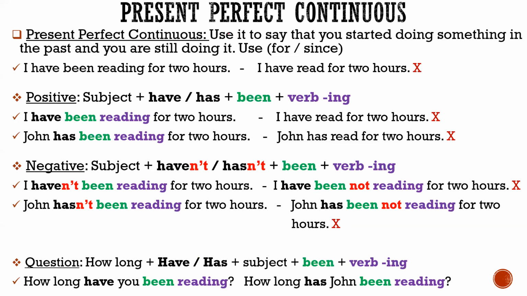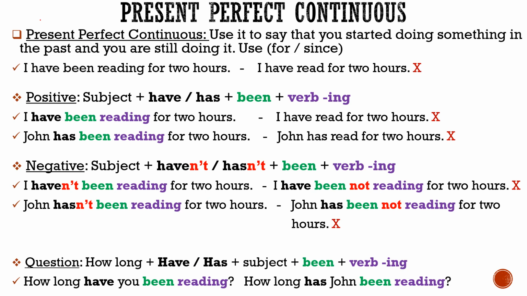Present perfect continuous. Use it to say that you started doing something in the past. Okay. Maybe 10 minutes ago, maybe 1 day ago, maybe 2 hours ago, maybe 2 weeks ago. I don't know. You started in the past and you are still doing it. For example, you are in grade 5. It means you have been in school in King's for 5 years. For example, I have been studying in King's School for 5 years. Have been studying. That's present perfect continuous. Why? Because I started 5 years ago and I'm still doing it.